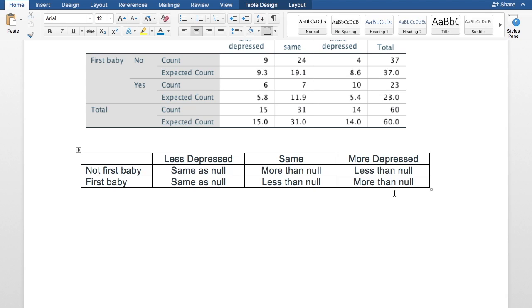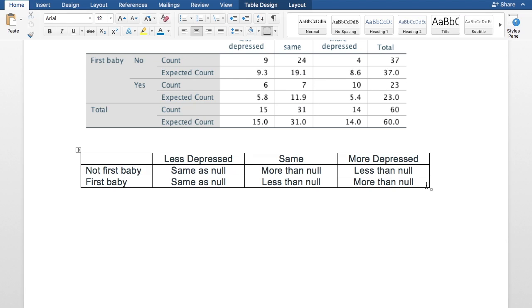So as you can see, in the category of less depressed, the null appears to be true. However, in the categories of same and more depressed, we can see that no, in fact, the null is not true. For those women that have had a baby before, more of them did not get depressed than what we would expect under the null hypothesis, and less of them became more depressed than what we would expect under the null hypothesis. For those women who are having their first or just had their first baby, less of them came out the other side without a change in depression, and more of them came out more depressed than what we would expect under the null hypothesis.